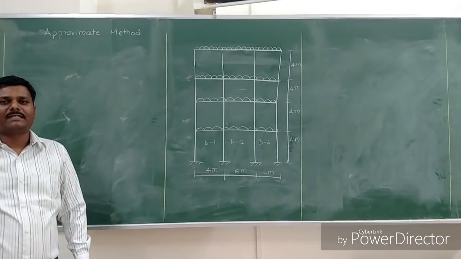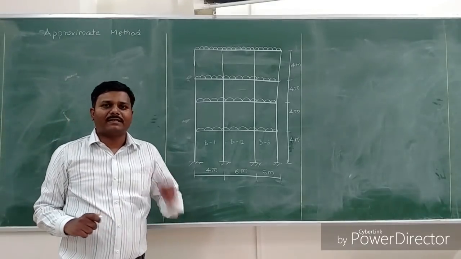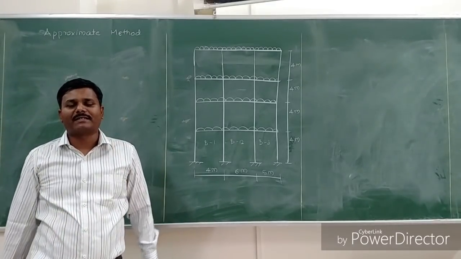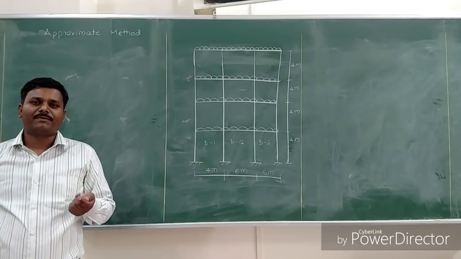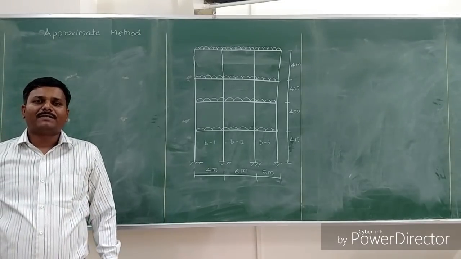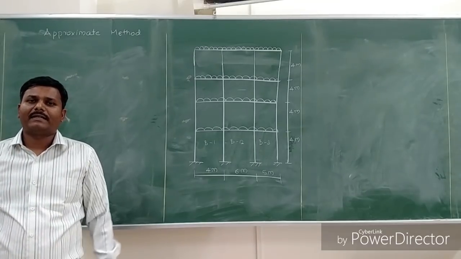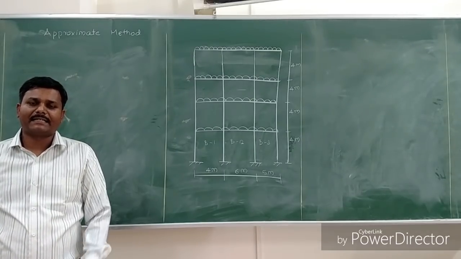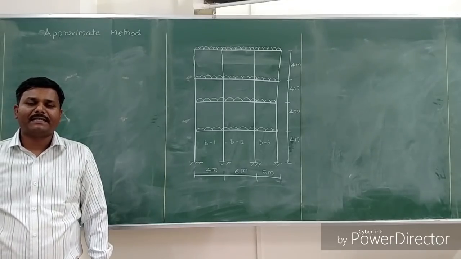Approximate method of analysis. Approximate method is required because we have seen so many methods of structural analysis, slope deflection method, Carriage method, moment distribution method, and so on. These methods require so much time because if the degree of redundancy increases, then that many unknowns are required to be solved, which is very tedious.